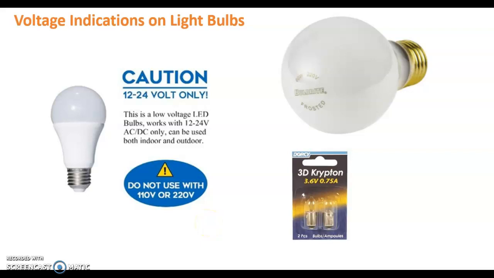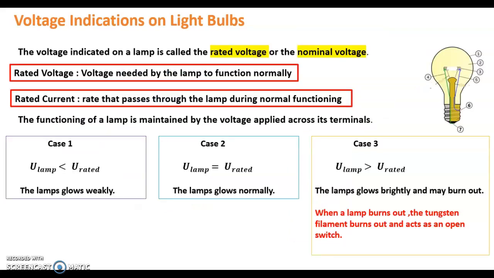So what do these indications mean? They mean that, for example, this lamp can function normally when a voltage of 12 to 24 volts is applied across its terminals. This one needs 220 volts to function normally. This one needs 3.6 volts to function normally. So we call these indications rated voltages and rated currents.